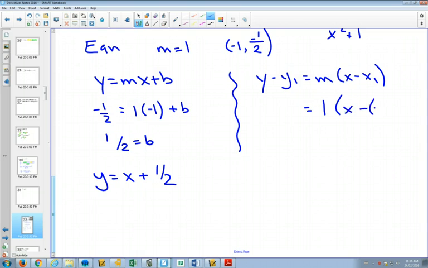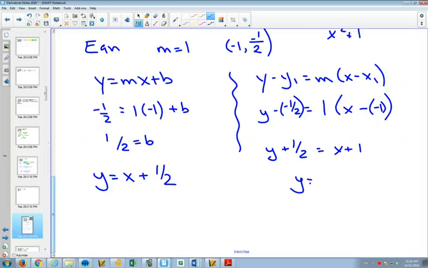In the point slope formula, again, you plug in 1 for your slope, and you plug in your point for y1 and x1. Plugging in our point, we'll get y plus 1/2 equals x plus 1. Subtract 1/2 on both sides. And we get the same equation either way. So whichever one you're more comfortable with to help you find the equation of the line.